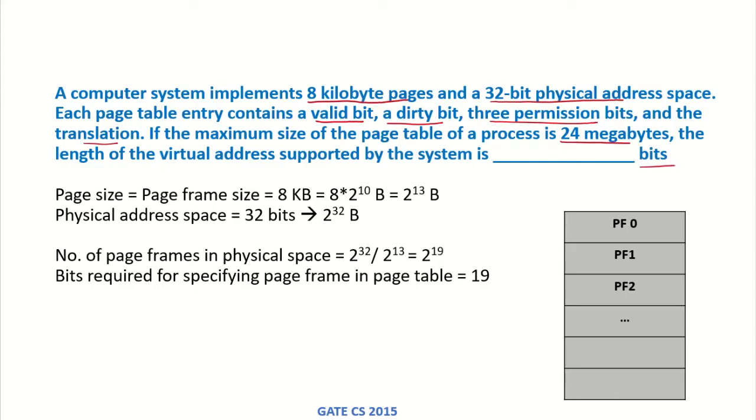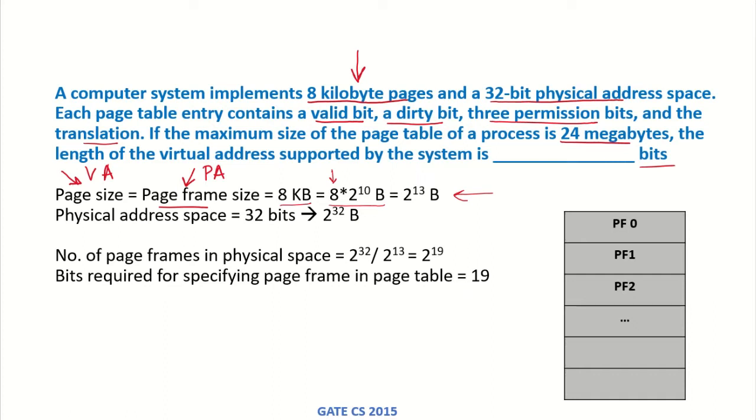So it's given that the page size is 8 kilobytes, and this will also be equal to the page frame size. When we say page size, we are referring to the size of the page in the virtual address space, and page frames are in the physical address space. So the page size and the page frame size are the same, which is 8 kilobytes, or 8 into 2 to the power of 10 bytes, which is 2 to the power of 13 bytes, because 8 is 2 to the power of 3.